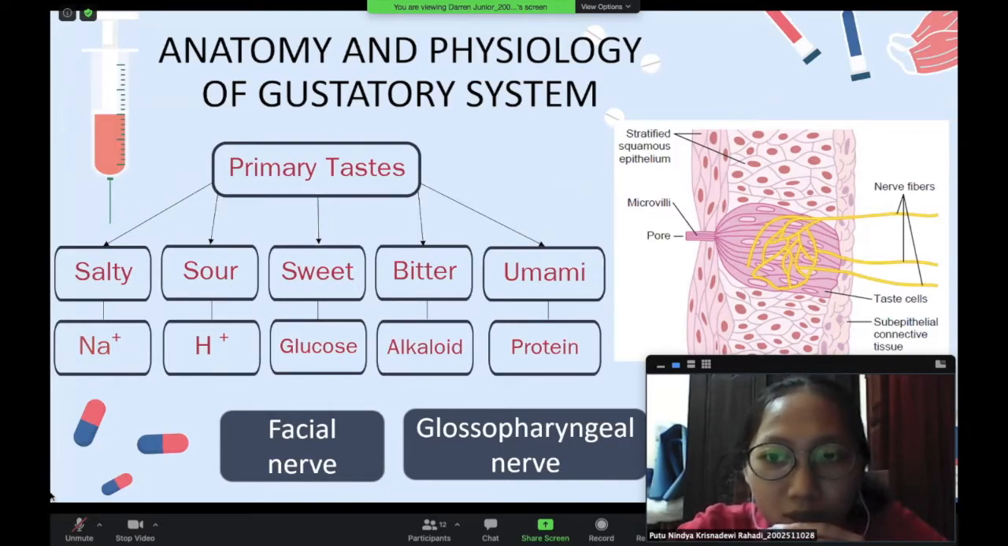The sweet taste is stimulated by the presence of glucose, the bitter taste is stimulated by alkaloids, and the umami or savory taste is stimulated by amino acids, especially glutamine. The neurotransmitter will excite the dendrites of sensory neurons. They are facial nerve, glossopharyngeal nerve, and vagus nerve.